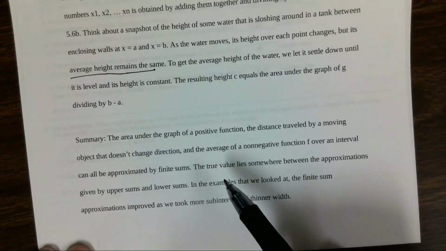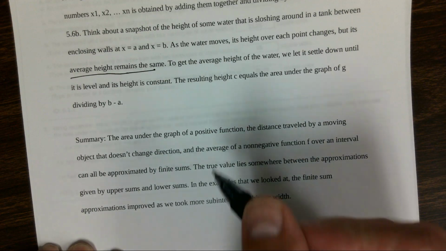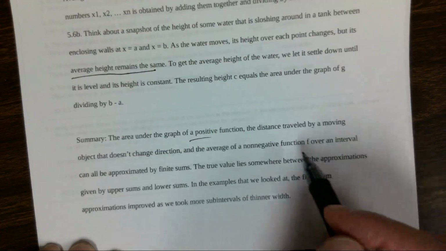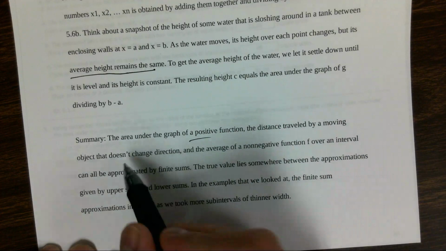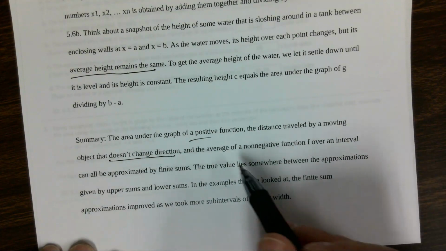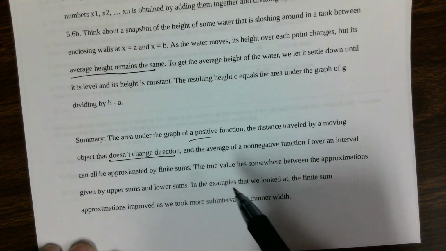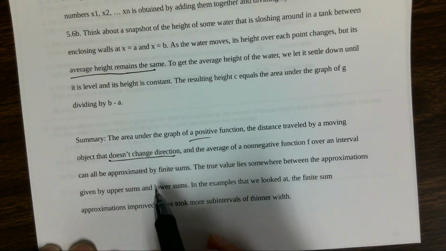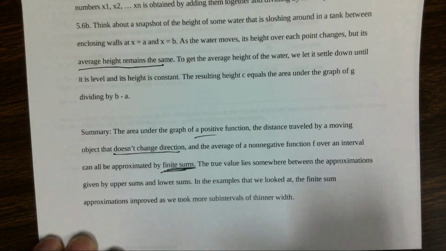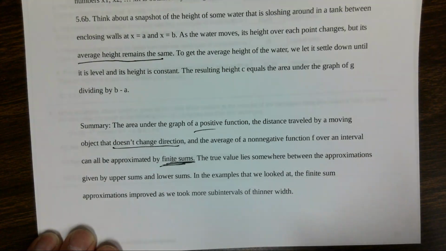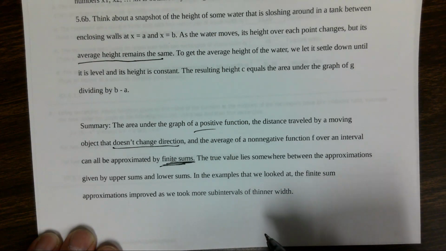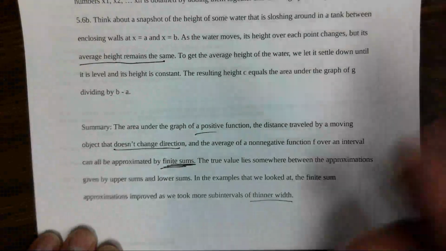Okay, so the summary is the area under the graph of a positive function, the distance traveled when it does not change direction, and the average of it over an interval can all be approximated by your finite sums. The true value lies somewhere between the approximations by the upper and lower. In the examples, the approximation would be better if you get thinner widths and more rectangles.